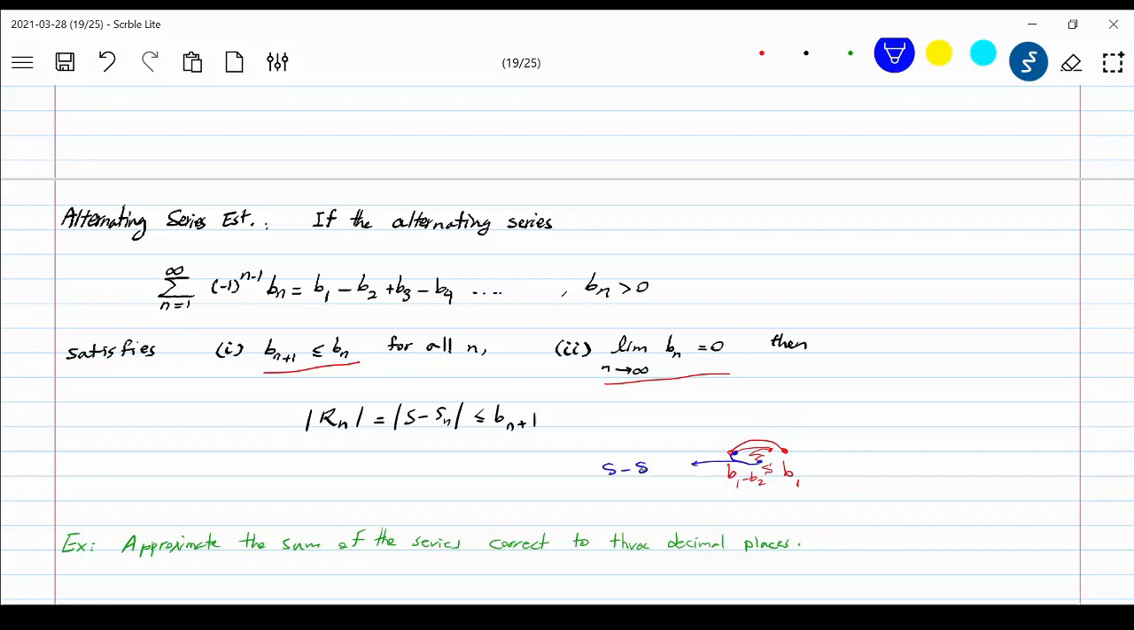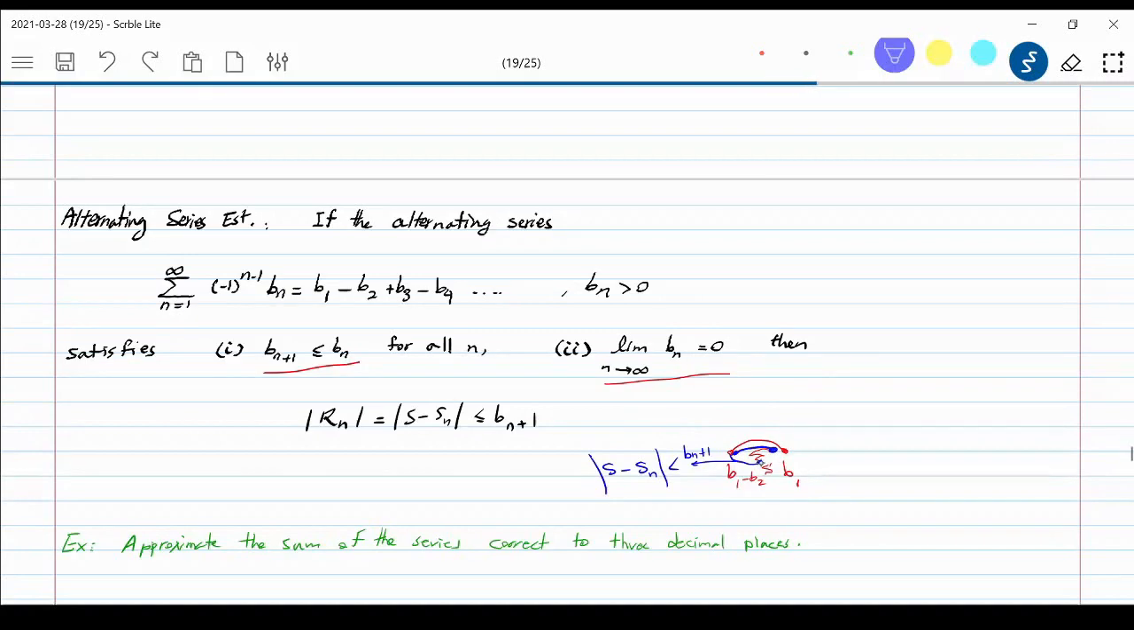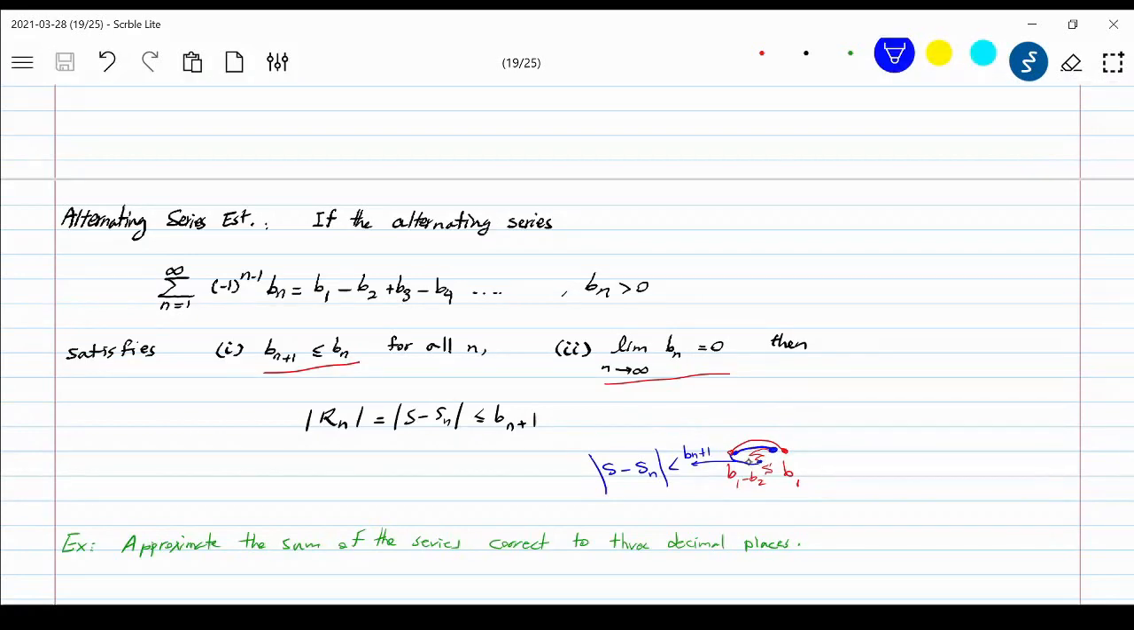s minus sn. Then what is that? It's smaller than the amount that you're going to add for the next step. This is always less than bn plus 1. Because bn plus 1 would always, in terms of length, be larger than the gap that is going to go back and forth. And that gap basically becomes, at most, the difference.